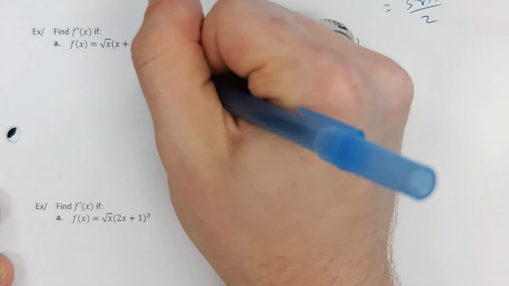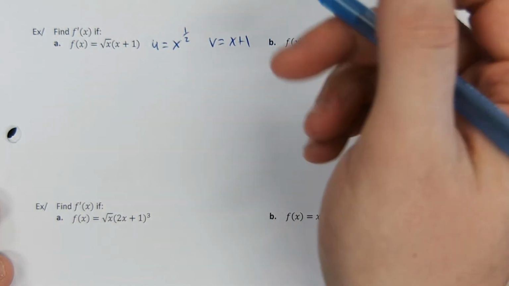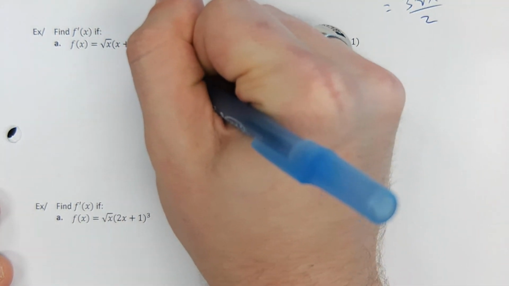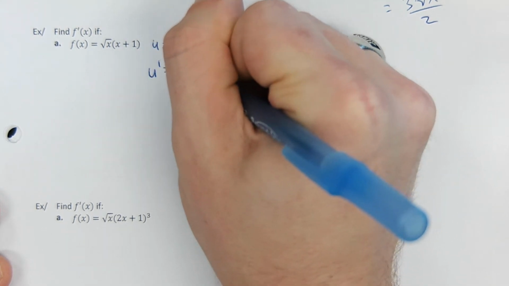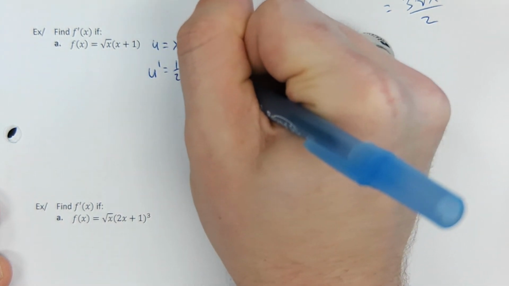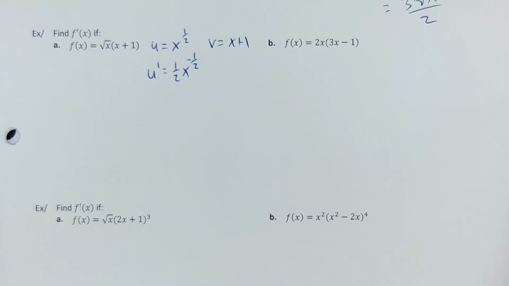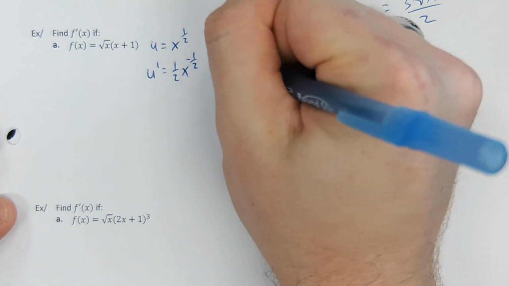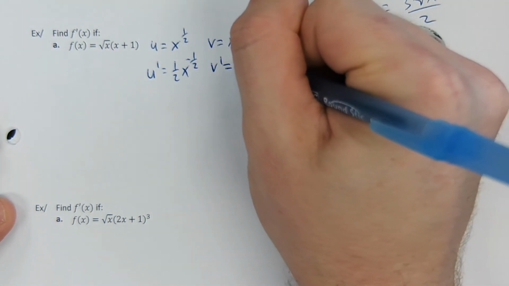I don't even think I'm going to clean this one up, to be honest with you. I don't feel like it. U prime is 1/2 x to the negative 1/2, because we drop the 1/2 down and then decrease the exponent by 1. V prime is easy peasy, a 1.